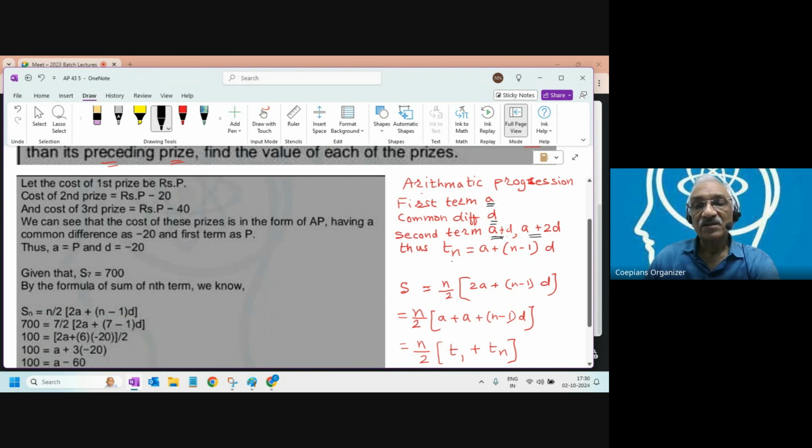Thus, the nth term will be a, which is the first term, plus n minus 1 into d, where d is the common difference. This is what we saw.